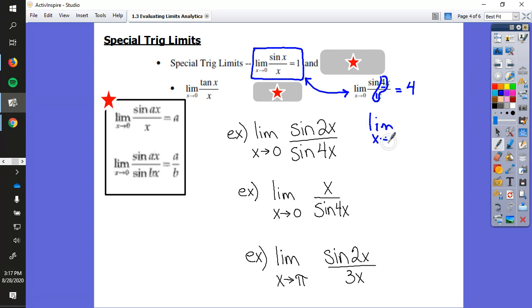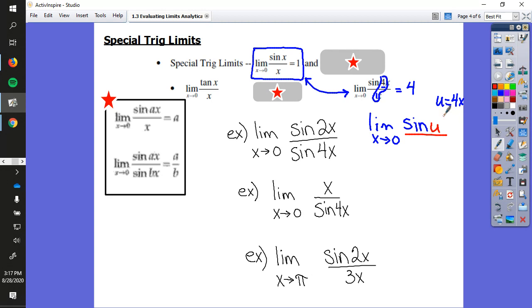And so let's go ahead and look at this again. But now what I'm going to do is, instead of 4x, I'm going to say let u equal 4x. And so this is like a u substitution type of thing, and we do that in math a lot. So instead of 4x, we're going to put a u.